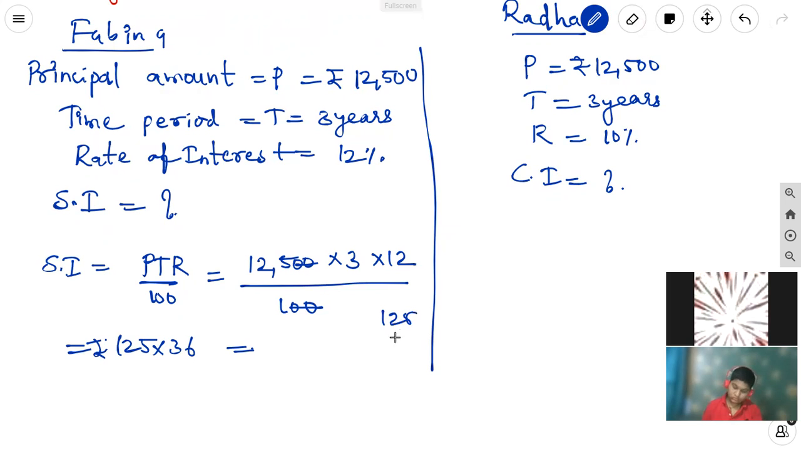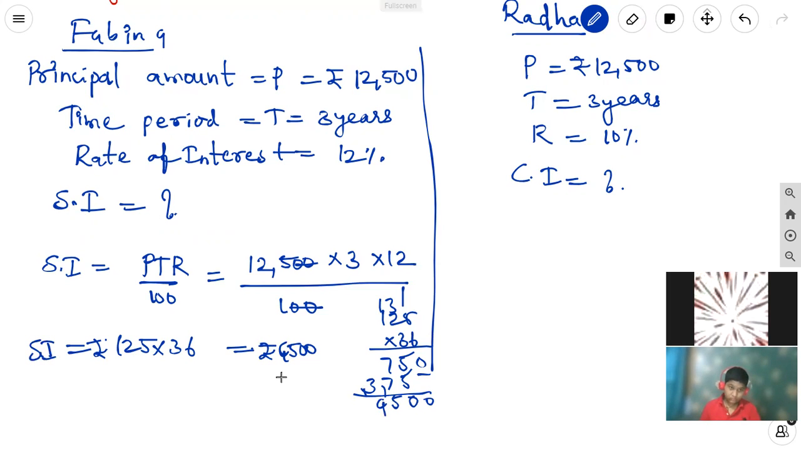Here 125 into 36, 6 5s are 30 plus 3 is 33, 6 2s are 12 plus 3 is 15, 6 1s are 6, so 7. 3 5s are 15, 3 2s are 6 plus 1 is 7, 3 1s are 3. It's 0, 10, 15. So the simple interest is 4500. Okay, simple interest is 4500 that Fabina paid.